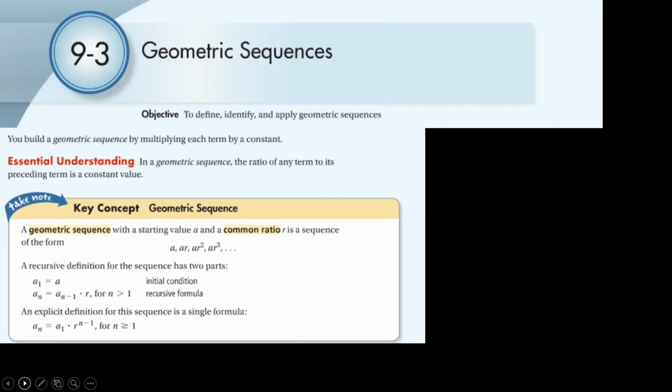For the explicit, I need the first term only and the ratio. If I have the first term, I can find any term in the sequence. But for the recursive, if I want to find any term, I need the previous term, the term that comes before it. So a sub n is a sub n minus 1 times r.